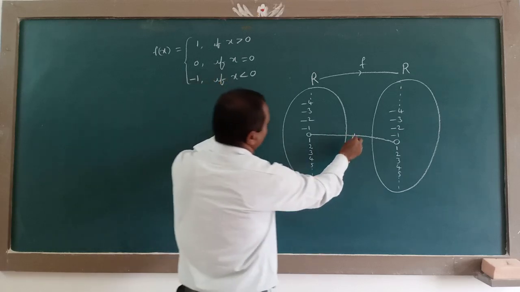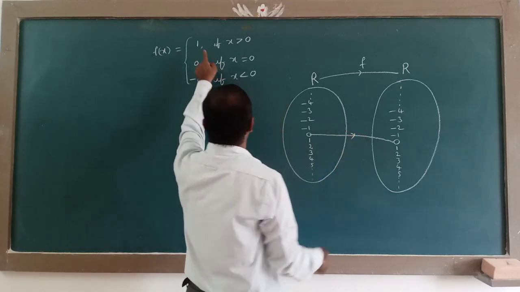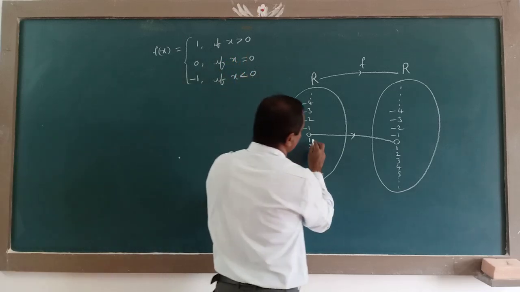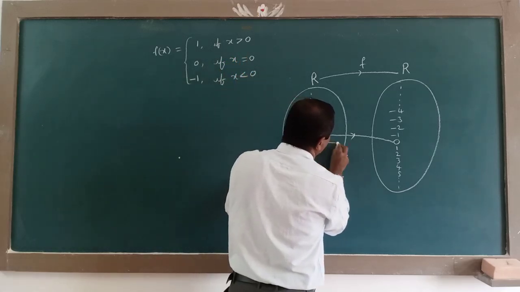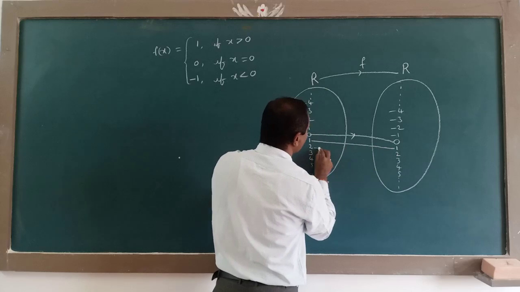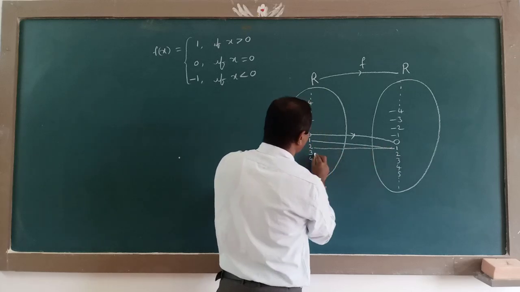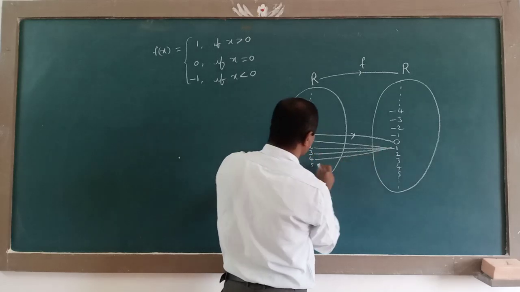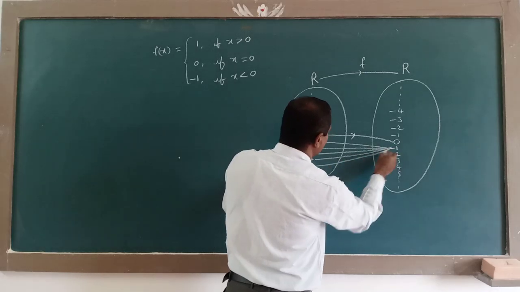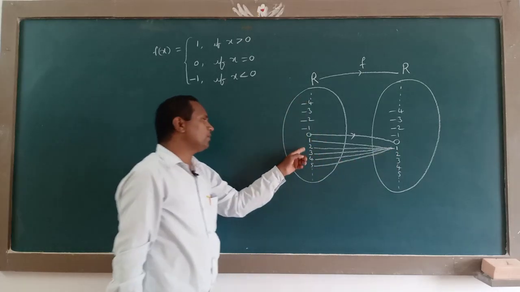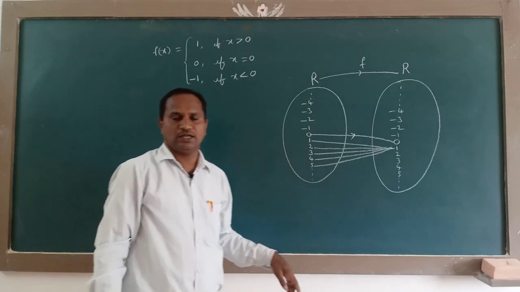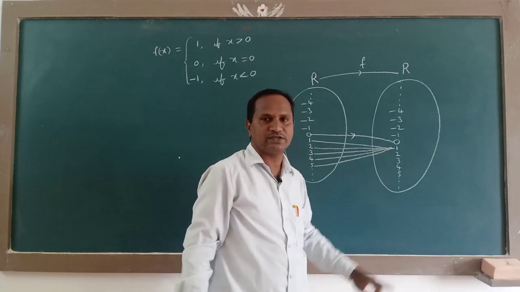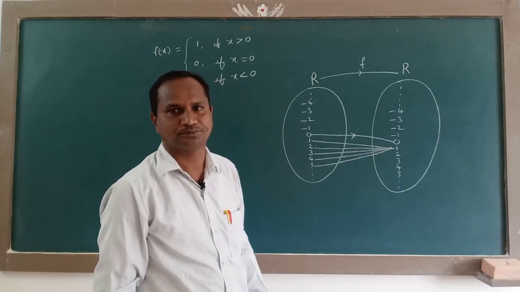For plus 1, the function value is 1 for all x greater than 0. That is, the function value of 1 is 1, of 2 is 1, of 3 is 1, of 4 is 1, of 5 is 1, like that for all positive numbers. For all positive numbers, we get the function value 1 only.